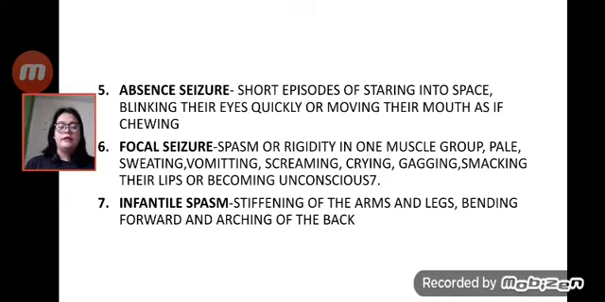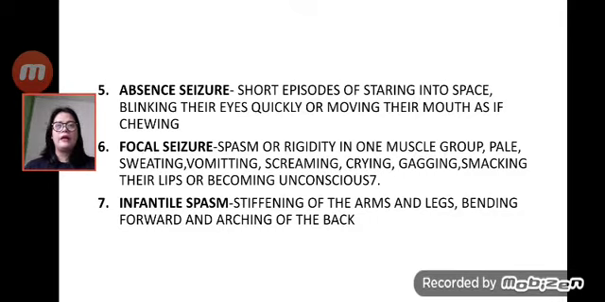And there would also be infantile spasm, wherein there is a stiffening of the arms and legs, bending forward, and arcing of the back. So these are the common types of seizures. So as you can see, most common is the jerking and of course the twitching. And sometimes there is a blank stare, the bobbing of the head, like that.